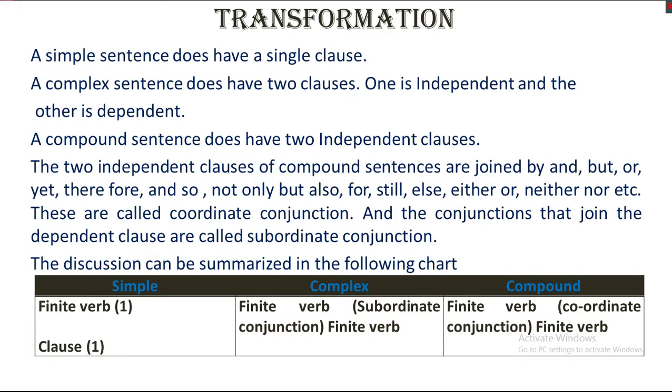The two independent clauses of compound sentences are joined by and, but, or, yet, therefore, and so, not only but also, for, still, else, either or, neither nor, etc. These are called coordinate conjunctions, and the conjunctions that join the dependent clause are called subordinate conjunctions.